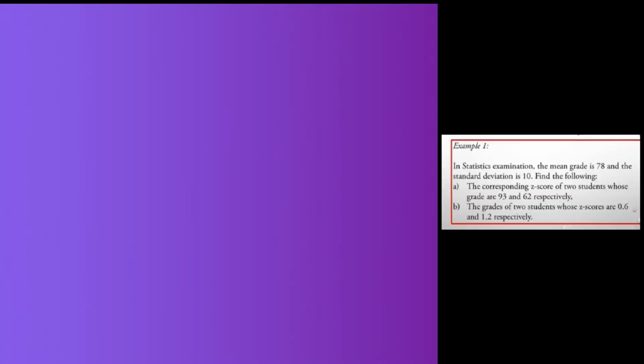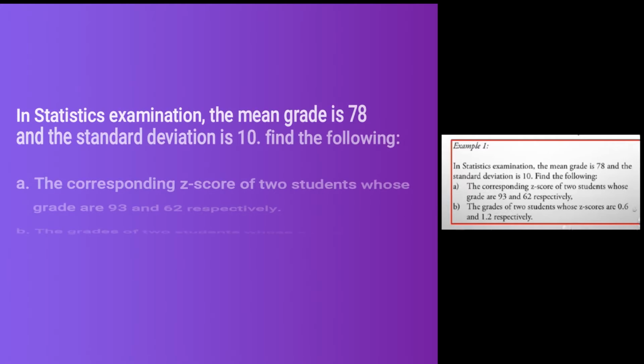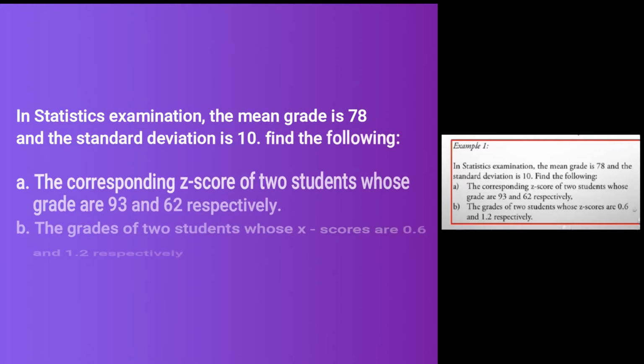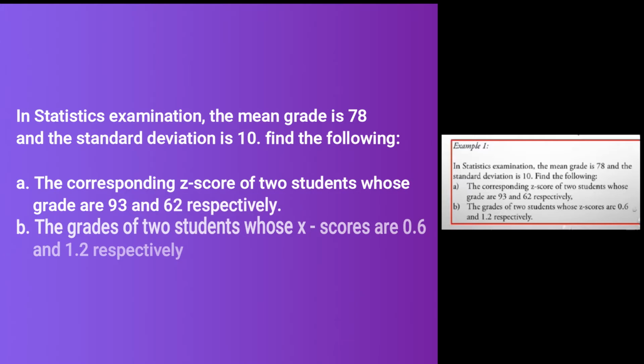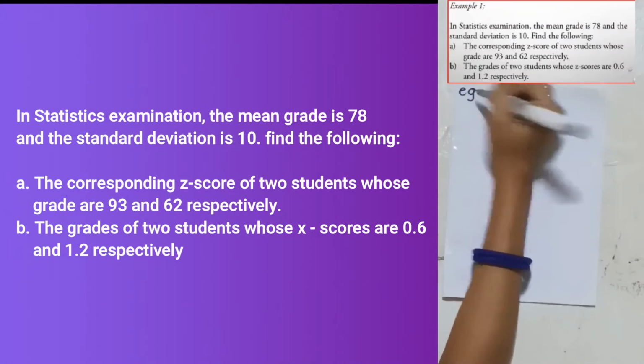For the second example, what if the raw score, or our x, is missing while the value of the z-score is given? What are we going to do? Just like for this letter B, in the statistics examination, the mean grade is 78 and the standard deviation is 10. Find the grades of two students whose z-scores are 0.6 and 1.2 respectively. As we can see, there are two z-scores here, but we will only use the 0.6. So here is the solution.